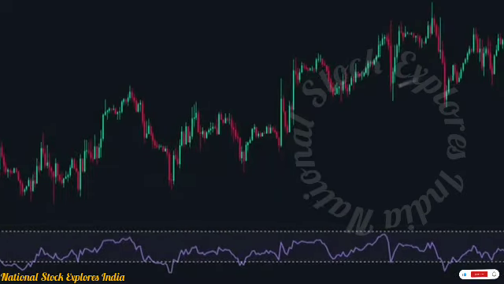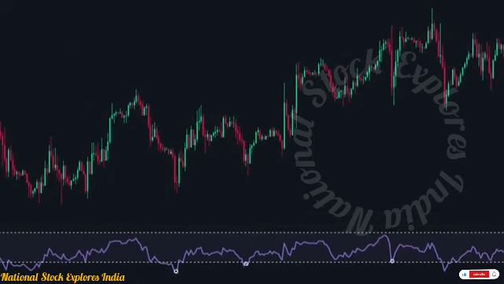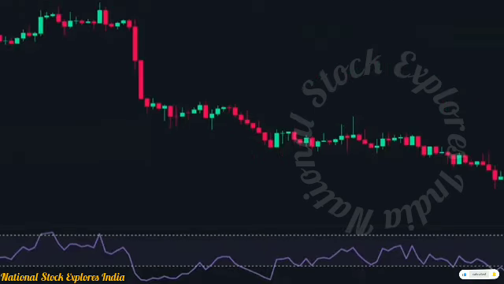However, in an uptrend, you will notice that the price respects the oversold levels to a greater extent. Whenever the price moves near the oversold area, we almost always see an upside reversal. The same principle applies to a downtrend.